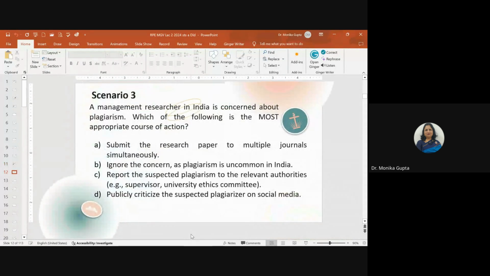Now, another scenario: a management researcher in India is concerned about plagiarism. Which of the following is the most appropriate course of action? Submit the research paper to multiple journals simultaneously. Ignore the concern as plagiarism is uncommon in India. Report the suspected plagiarist to the relevant authorities. Or publicly criticize the suspected plagiarizer on social media.